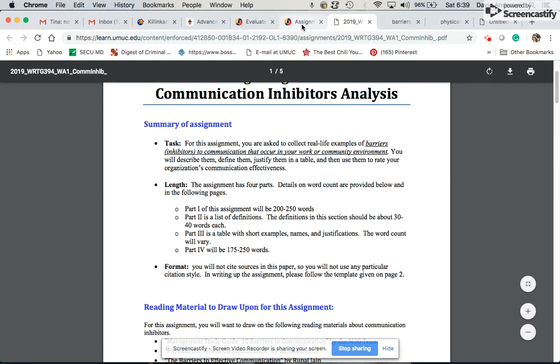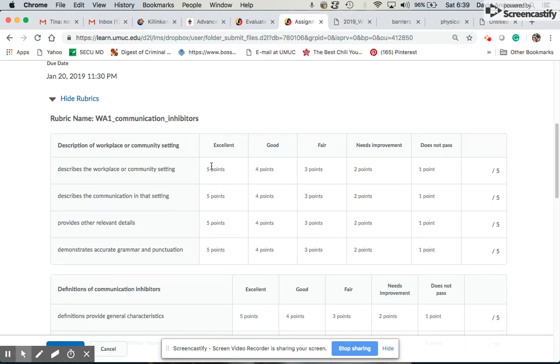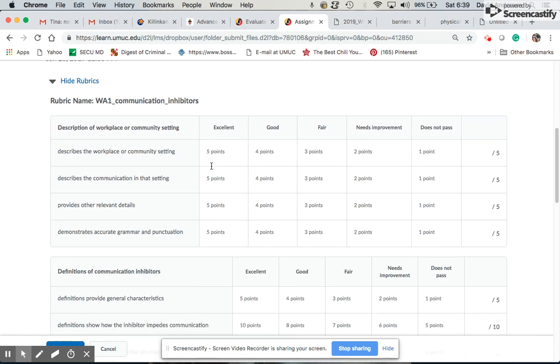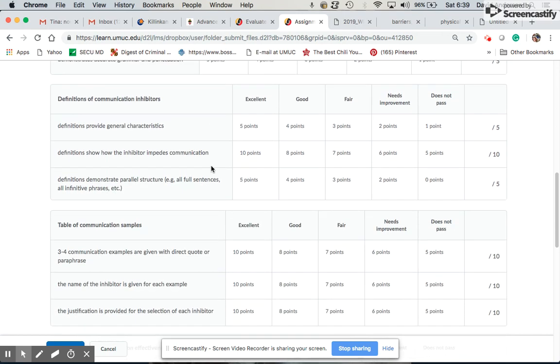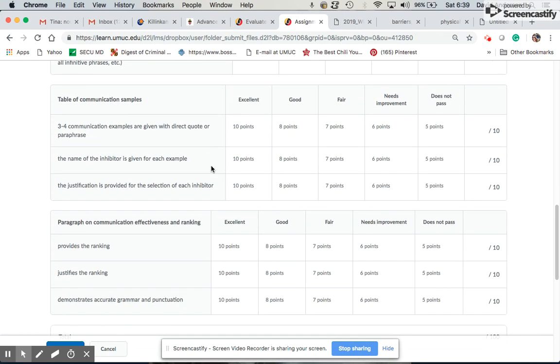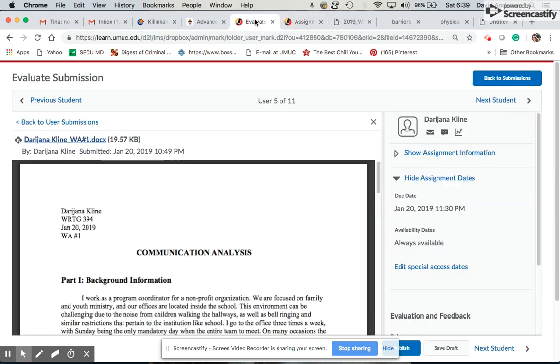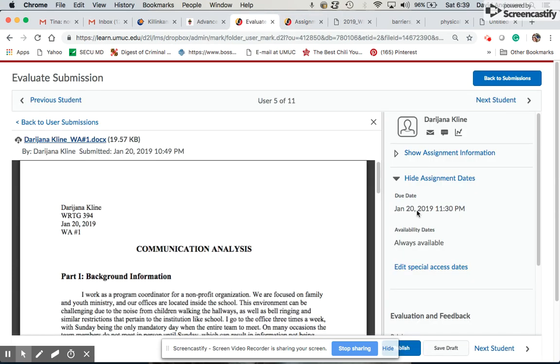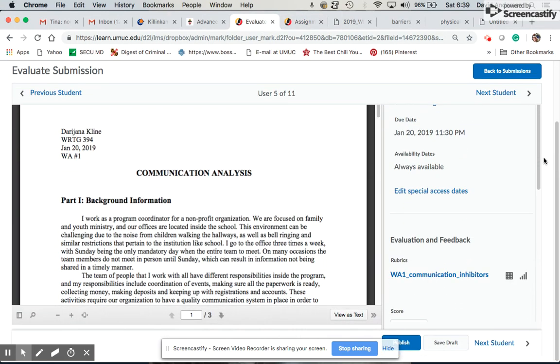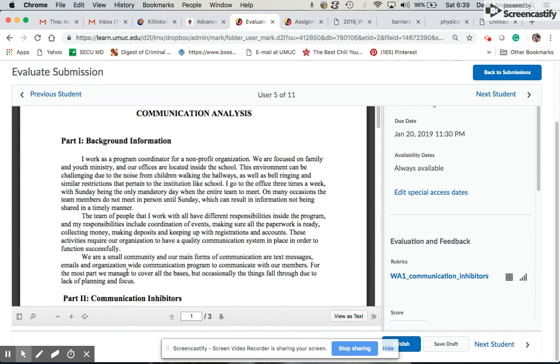So when I take a look, I'm looking at the 4 different sections: basically the one that describes your workplace and community, the definitions of the inhibitors, the table of sample communications where issues were noted, and then a paragraph to evaluate your workplace. This is beautiful. This is an amazing example of writing. You have given me a very clear and complete description of your workspace.